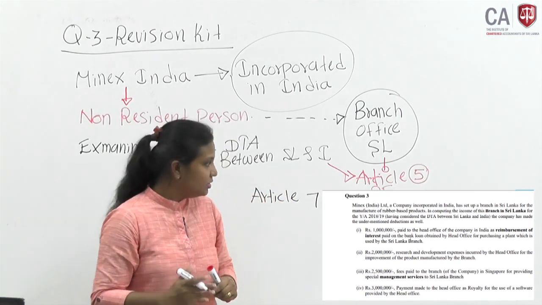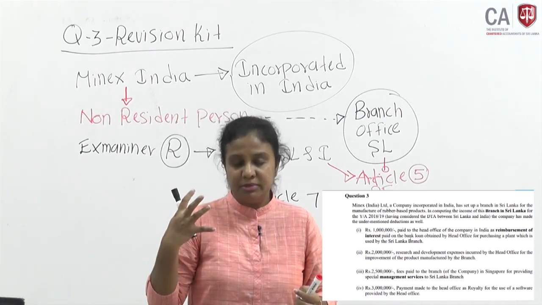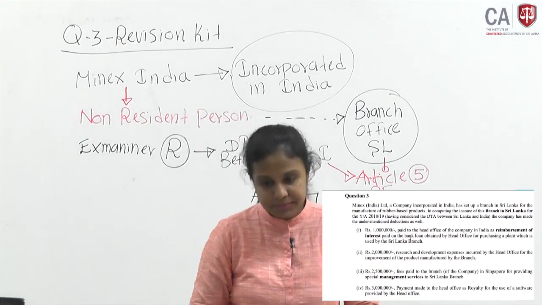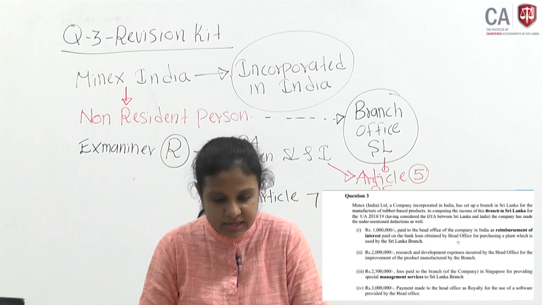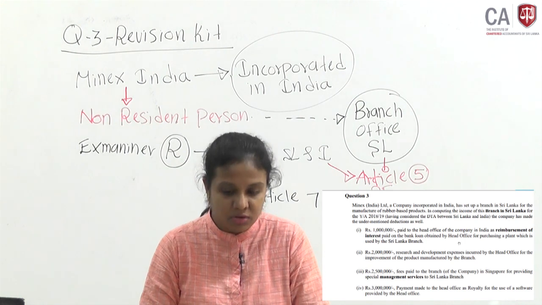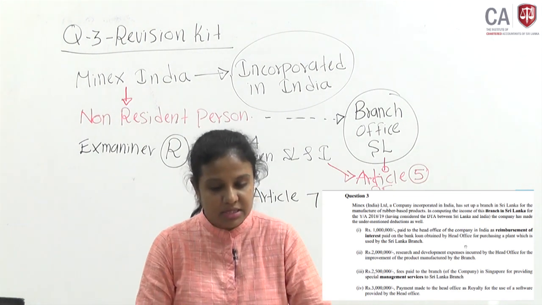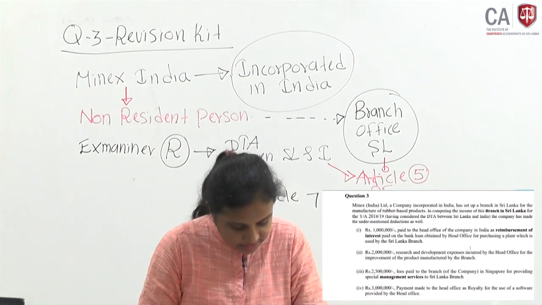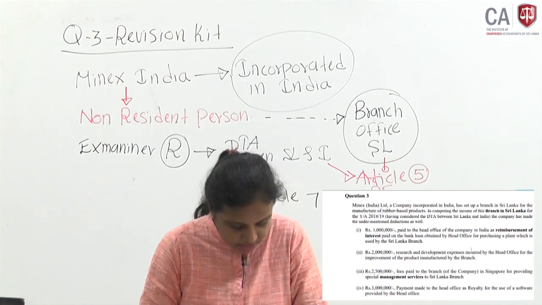Now it's asking, okay, there is a business profit, but the following expenses were deducted, then what is the treatment? Come to the first one. It's asking, rupees 1 million paid to the head office of the company in India as the reimbursement of interest paid on a bank loan obtained by the head office for purchasing a plant which is used by the Sri Lanka branch. Then what is the first thing it is asking? It is asking about the interest, the finance cost which they paid to the head office.